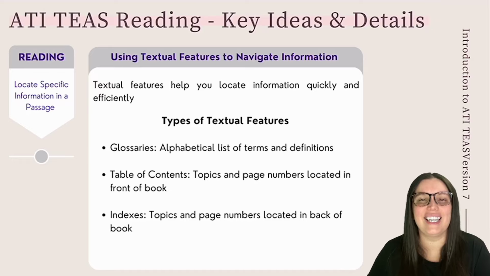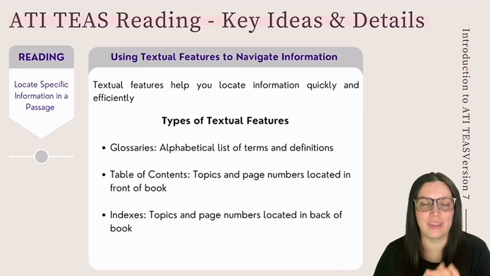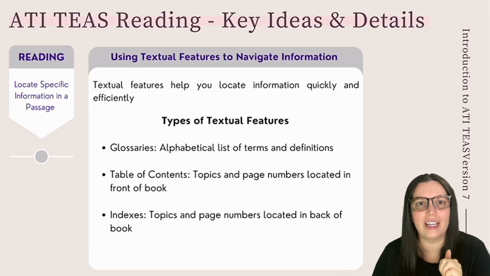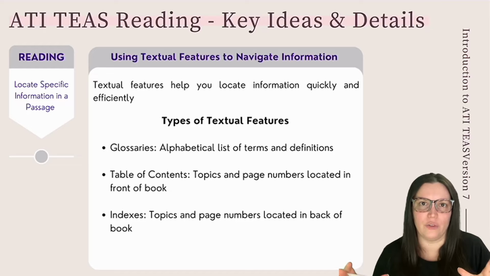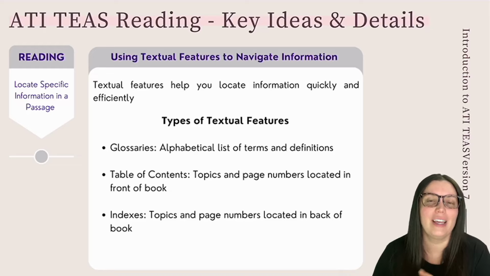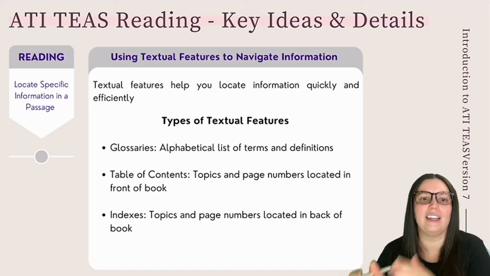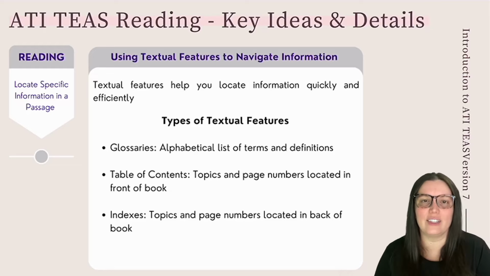So glossaries, indexes, and table of contents. In longer passages, you can identify relevant information using those particular textual features to help you locate specific information that you need to find. Glossaries are an alphabetical list of terms and their definitions. These resources tend to be located in the back of the book. Table of contents, as well as indexes, are a list of topics and page numbers where the topics are located. The table of contents is usually located in the front of the book, while the indexes are located in the back of the book.